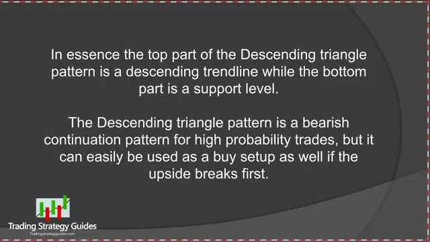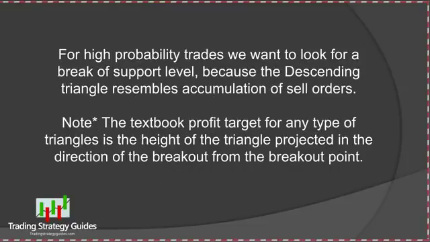Alright, so in essence, the top part of the descending triangle pattern is a descending trend line, while the bottom part is a support level. The descending triangle pattern is a bearish continuation pattern for high probability trades, but it can easily be used as a buy setup as well if the upside breaks first. So for high probability trades, we want to look for a break of support because the descending triangle resembles accumulation of sell orders. And the textbook profit target for any type of triangle is the height of the triangle projected in the direction of the breakout from the breakout point.